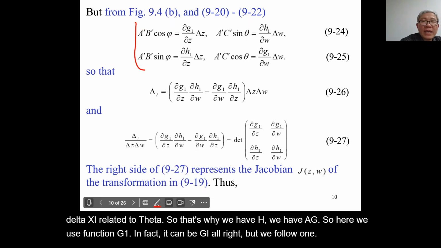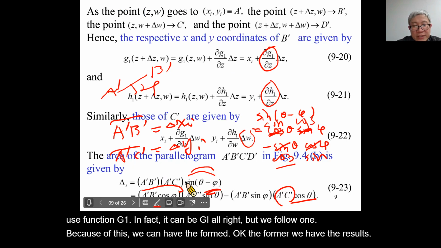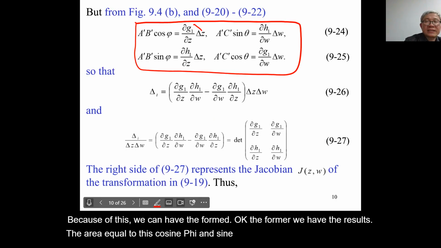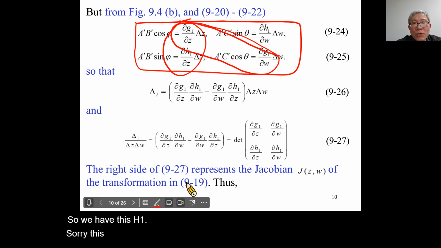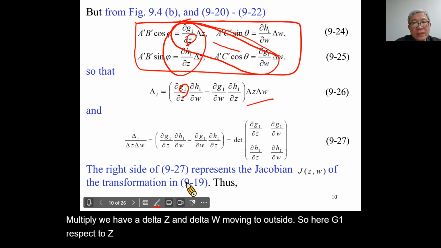Because of this, we can have the formula. Oh, okay, with the formula we have the results. The area equals this, cosine phi and sine theta. So we have this h1. Sorry, this one. So we have delta z and delta w moving to the outside. So here g1 with respect to z and g1, oh sorry.